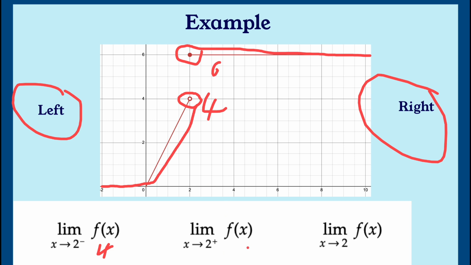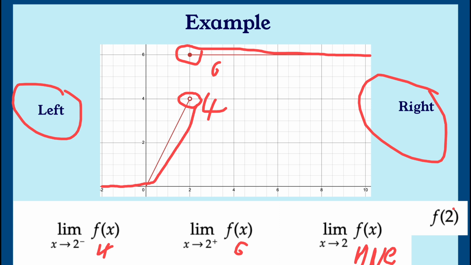So what if I were to ask you, what is the limit as x approaches 2? Well, as we can see, this function isn't approaching the same value from the left and the right. And so that means that the left-hand limit and the right-hand limit are not equal to each other. So when that happens, the limit does not exist. And so we use DNE to represent that.